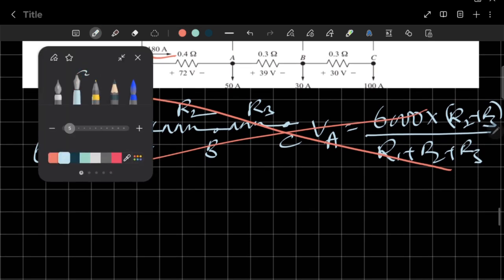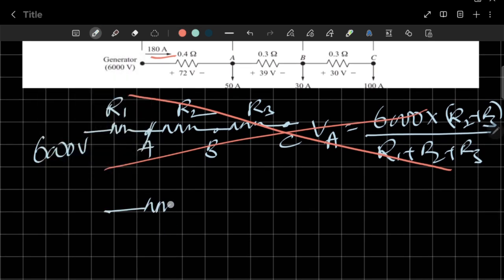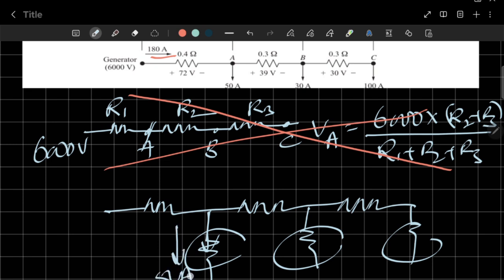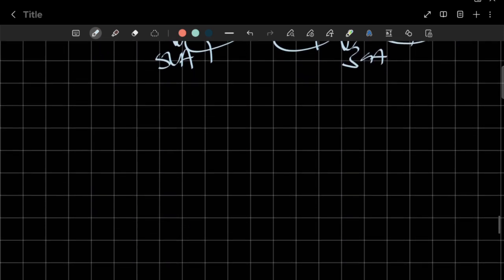See, these are the three resistances, and here there is some branch. Here also there is some branch, and here also. We don't know about these three branches, but we know that here 50 amps current is drawn, here 30 amps is drawn, and here 100 amps is drawn. So this is the analysis we have to apply. Anyhow, I'm going to start the problem now.